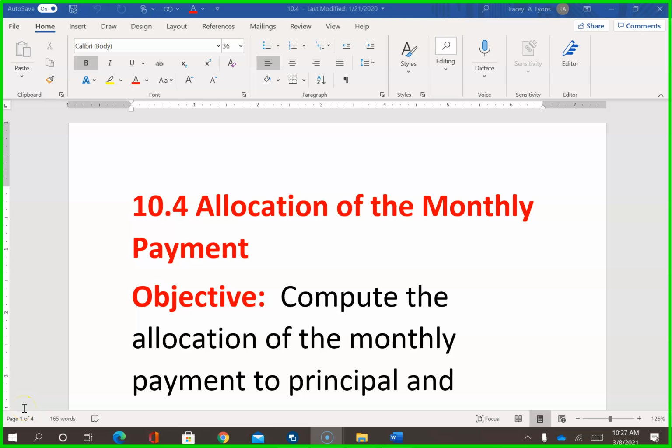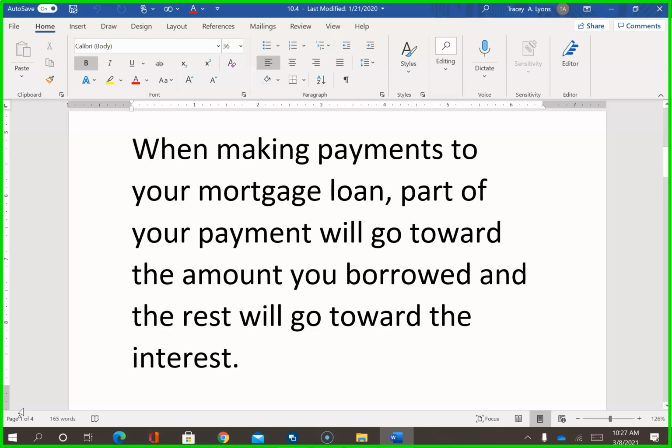When you're making payments on your mortgage loan, part of your payment goes toward the amount you borrowed, which is your principal. Part of it goes toward your interest. At the beginning, most of your payment goes to interest, and at the end, most of your payment goes toward how much you borrowed. Whoever lends you the money wants their interest first, and then you can pay for the amount you borrowed. As your loan gets smaller, the amount toward interest gets less, and the amount toward your principal gets bigger every single time. Look at table 10.3 on page 284.